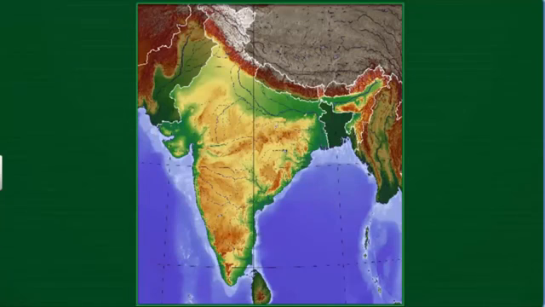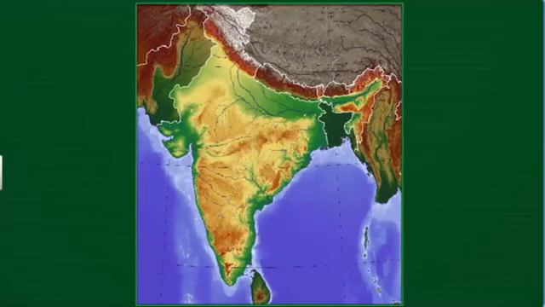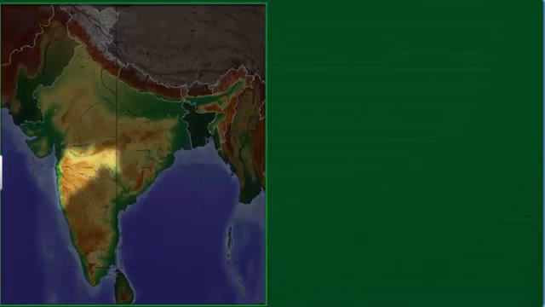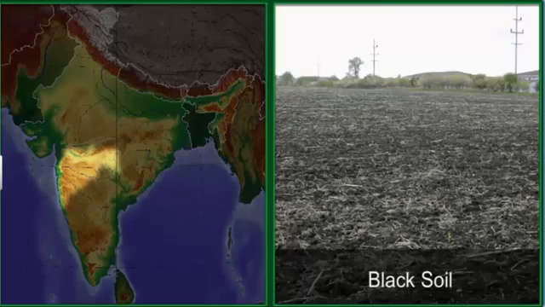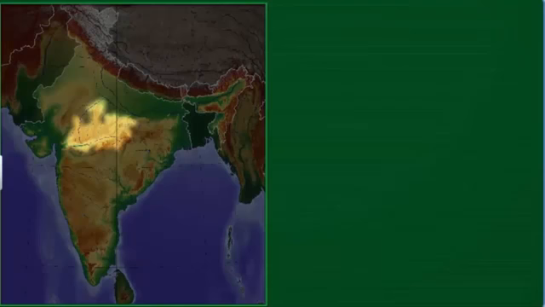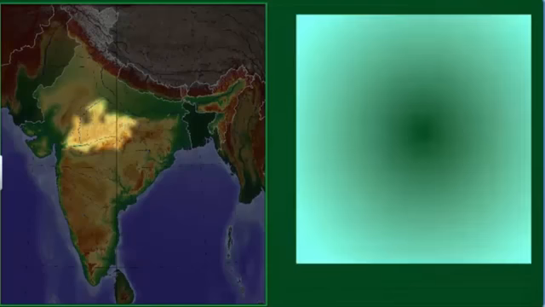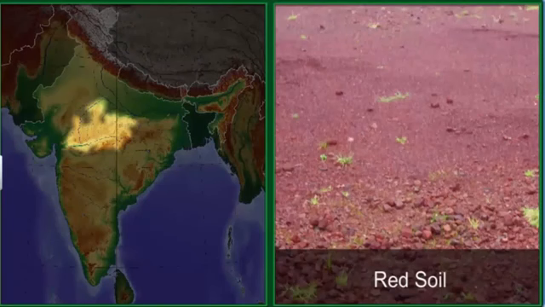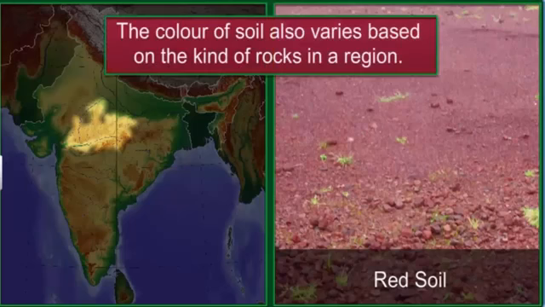For example, in Maharashtra, you find both black soil and red soil. But in Madhya Pradesh, you will find only red soil. This variation in soils is due to the kind of rocks from which they are made.